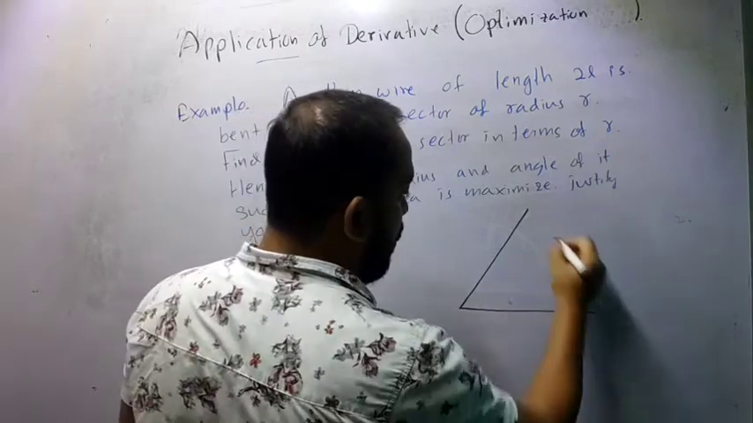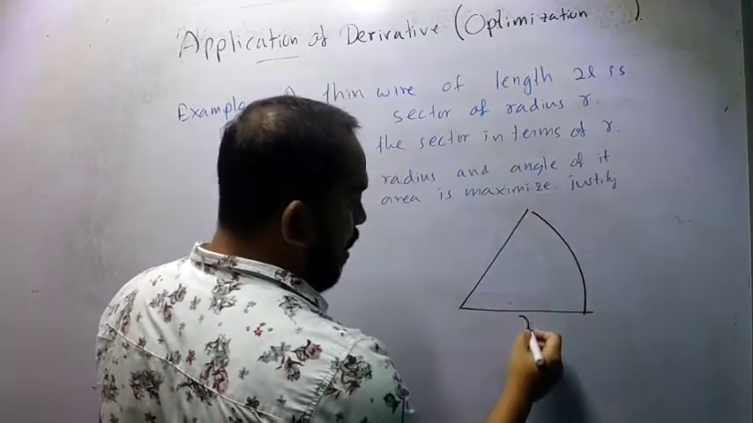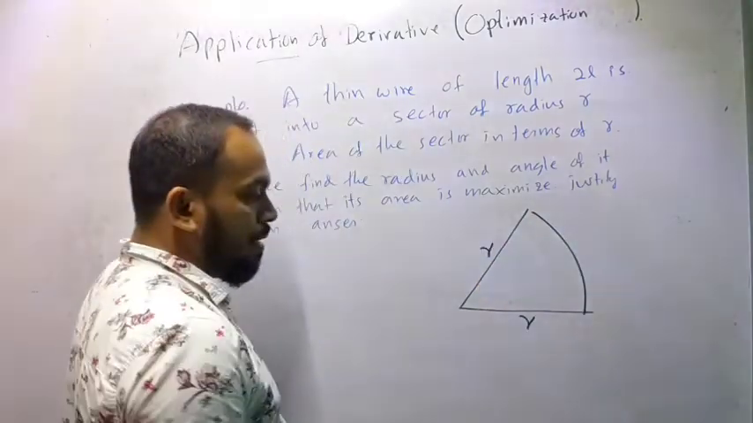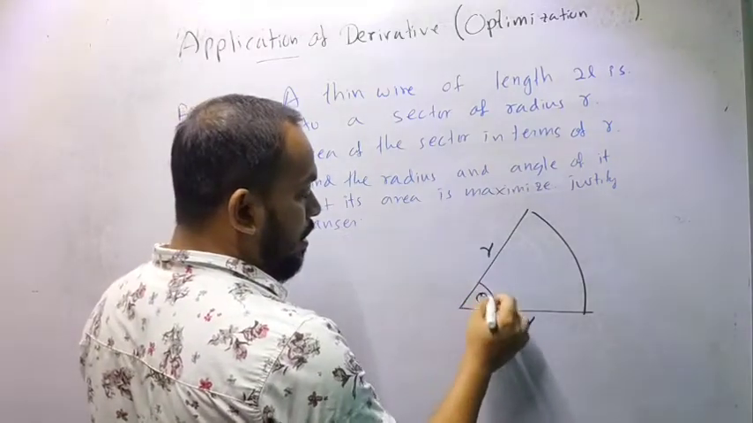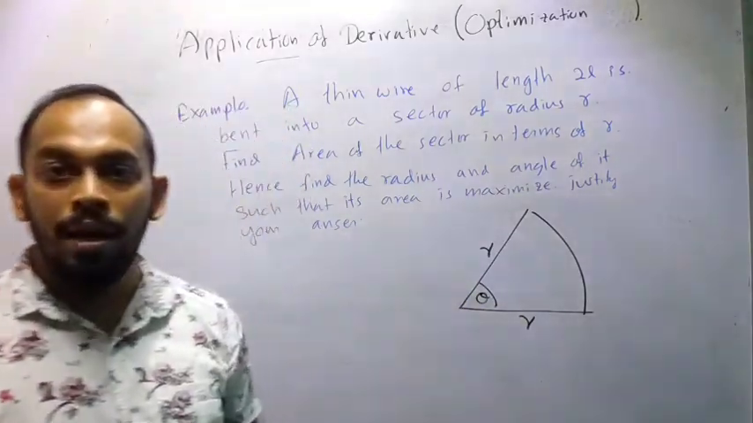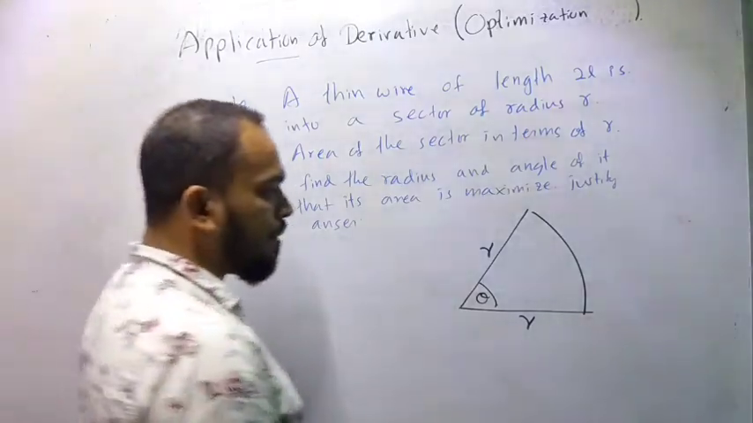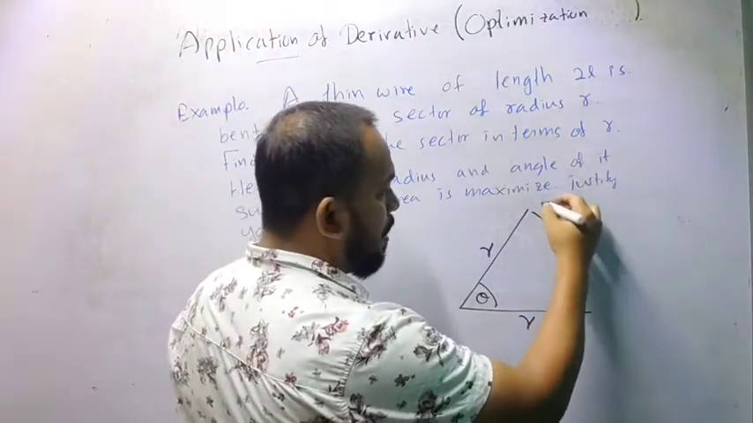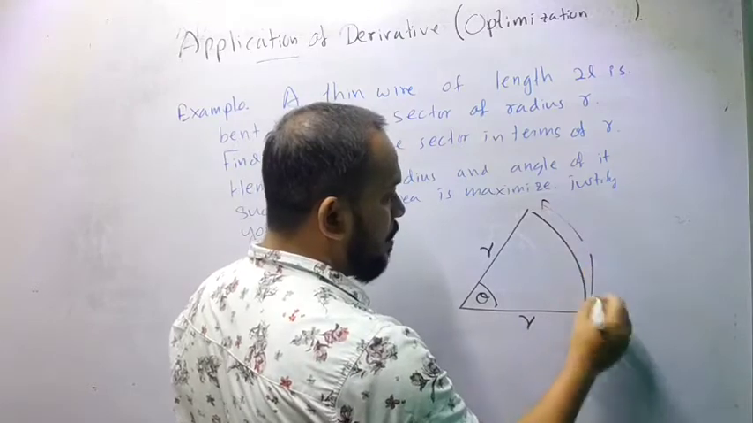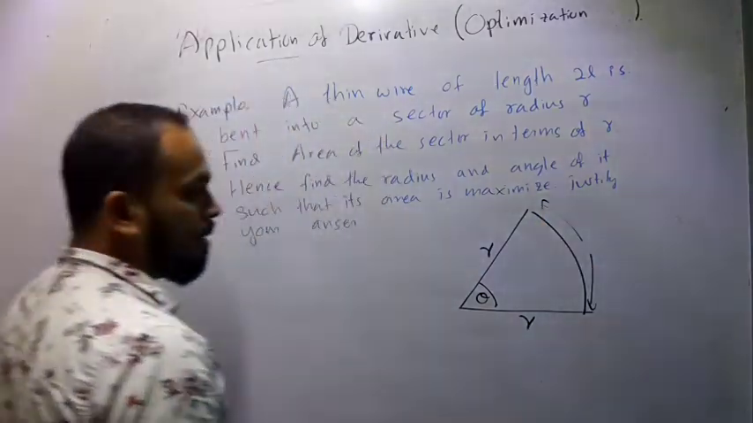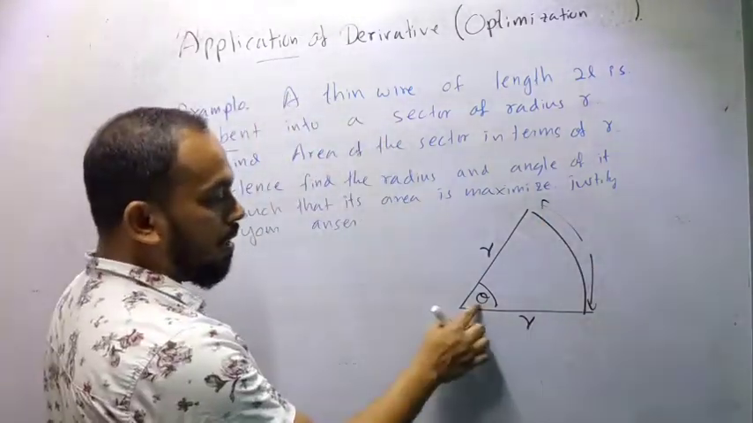You have this sector, r is the radius, and it will have an angle theta. So theta here is in radians. You learned this in trigonometry. So what is the length of the perimeter of the sector? Not the perimeter. The arc length of the sector is given by r into theta.